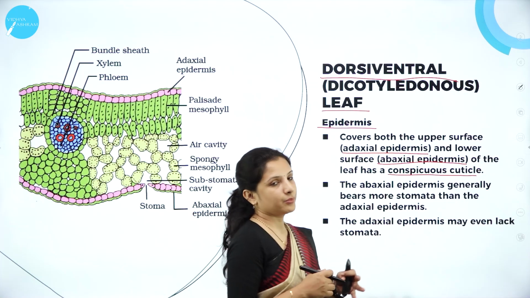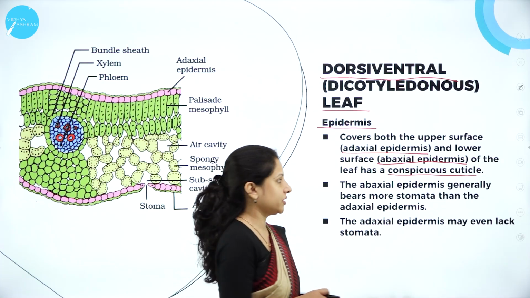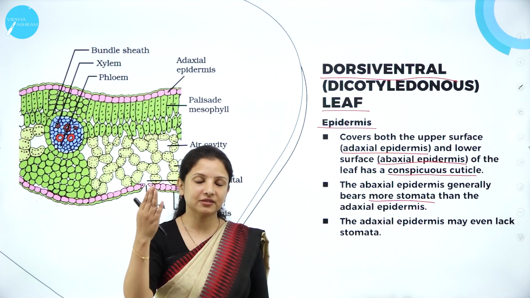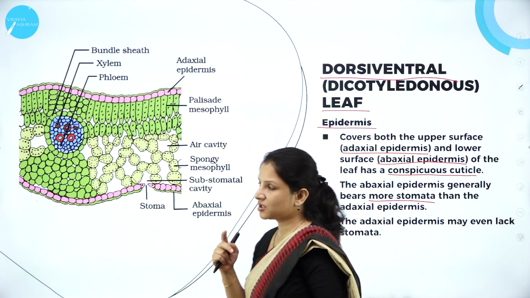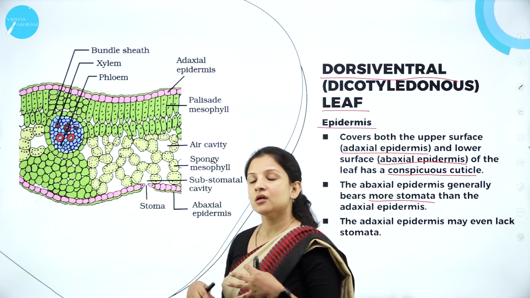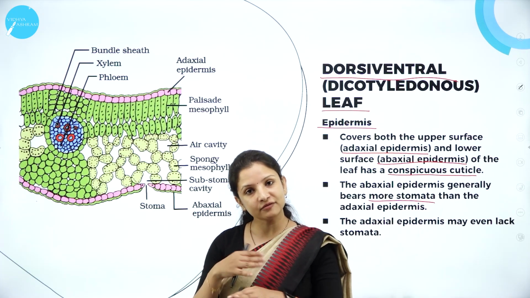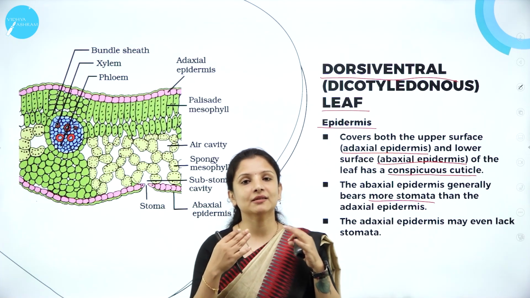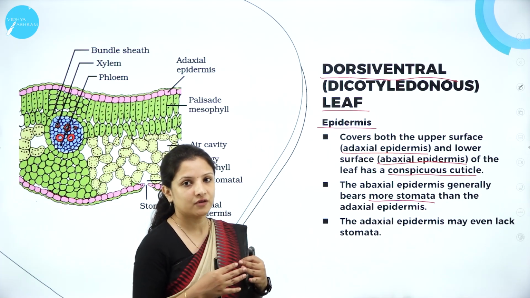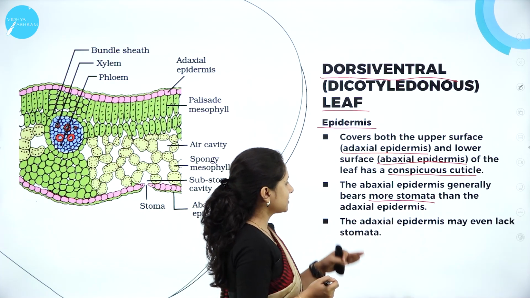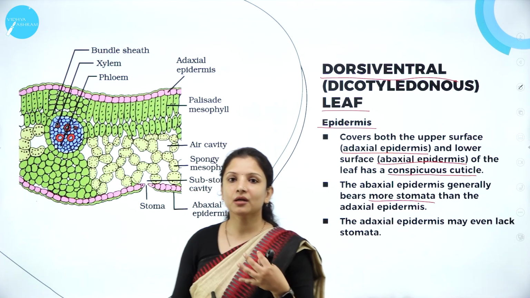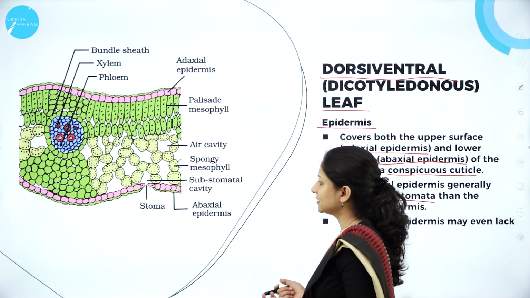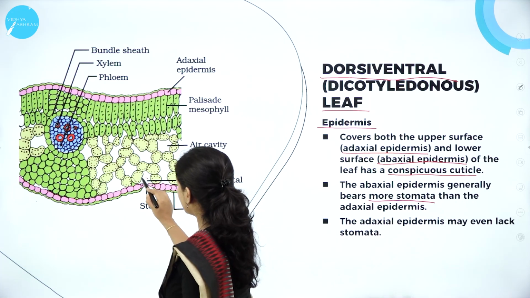So the abaxial epidermis, that is the lower side of the epidermis, has more number of stomata when compared to the upper side or the adaxial side of the epidermis. Sometimes in the adaxial side, in most of the plants, they do not have stomata at all. So therefore, stomata is concentrated in the abaxial side or lower side of the epidermis. The adaxial epidermis, sometimes as I told you, may even lack stomata. They will not have stomata at all in most of the plants. So we can see here the stomata that is present.